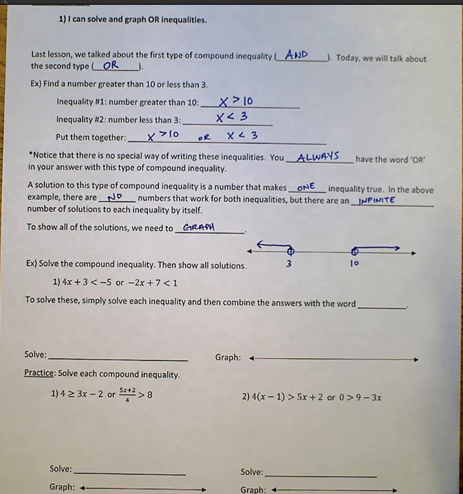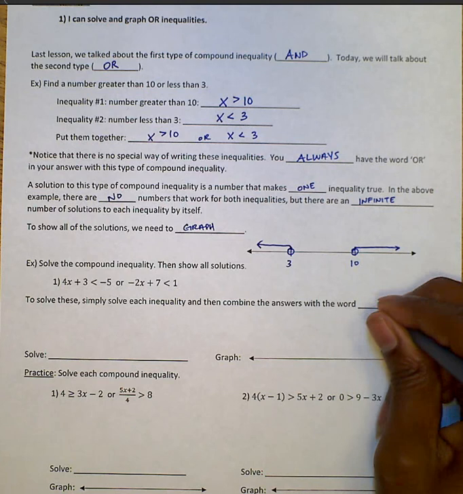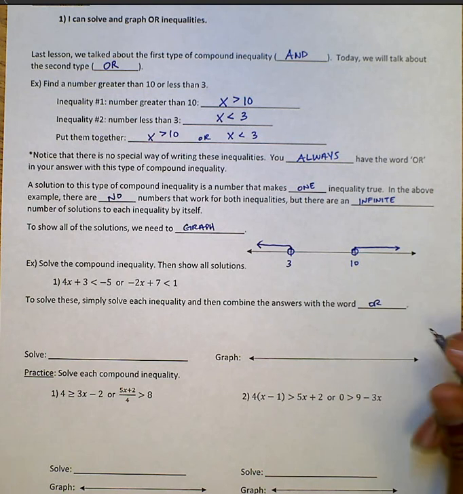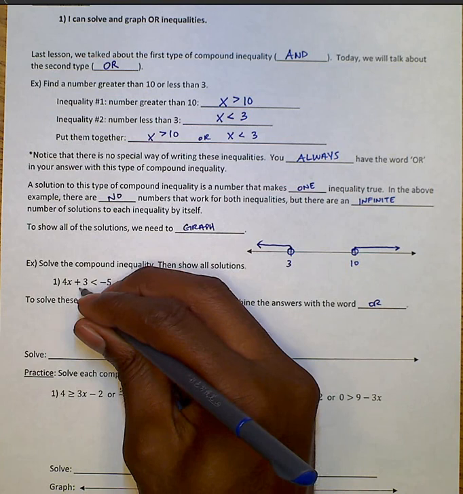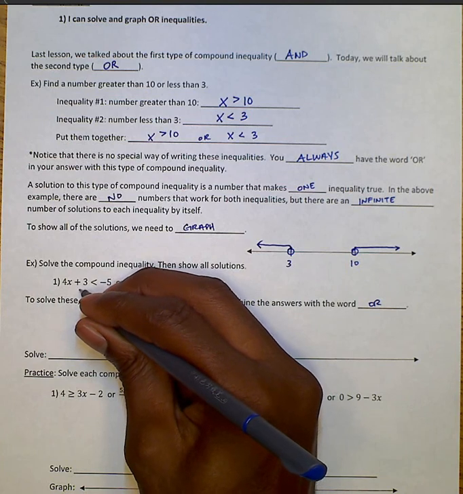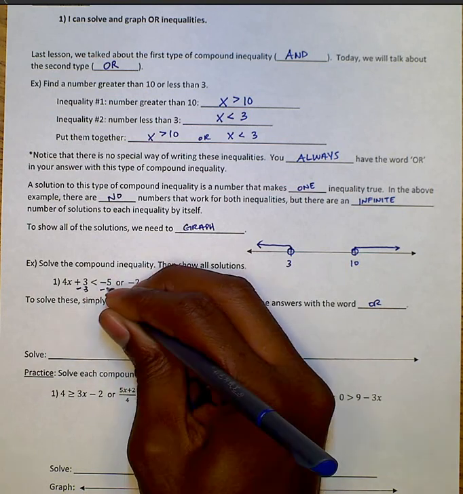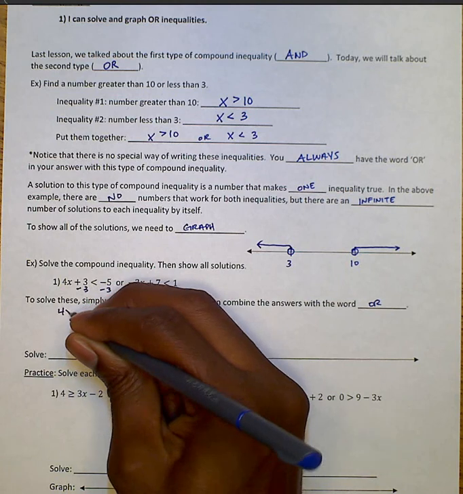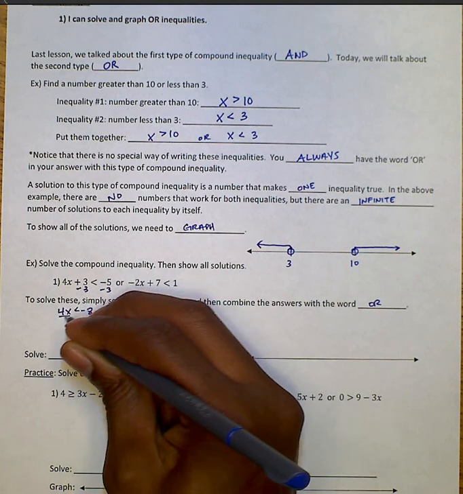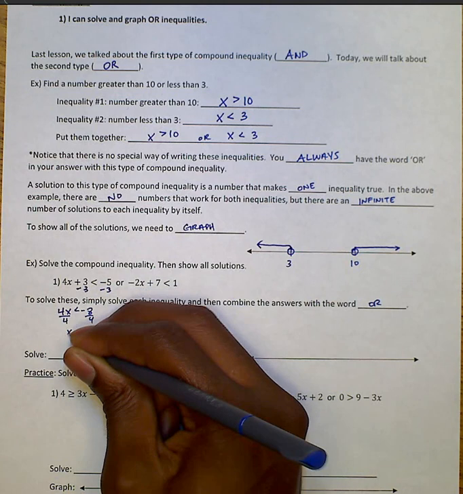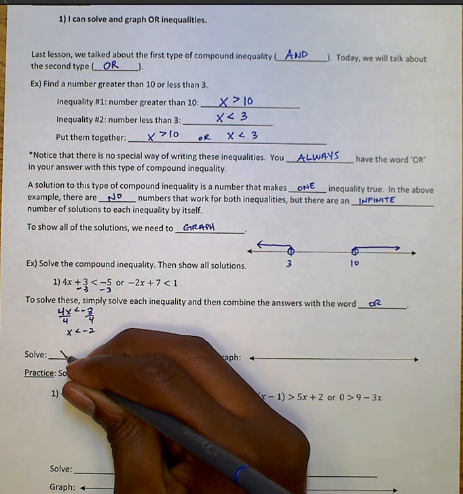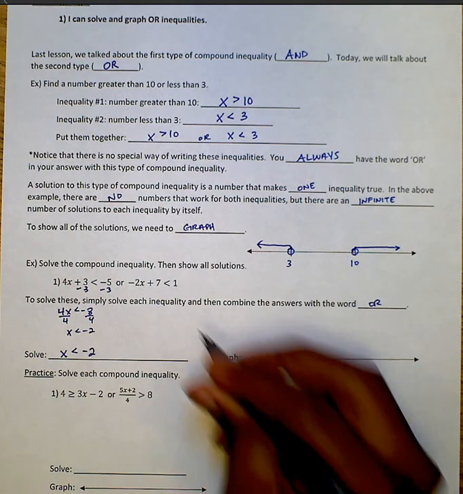Here it says solve the compound inequality, then show all the solutions. To solve these, simply solve each inequality, then combine the answers with the word OR. I'm going to solve the left one first: 4x plus 3 is less than negative 5. I'll subtract 3 from both sides and get 4x is less than negative 8. Divide by 4, and we get x is less than negative 2. Solved the first one. Now I have to go to the second one.